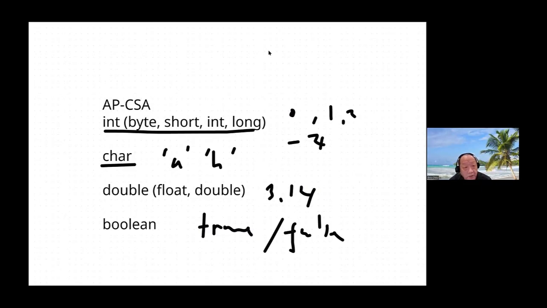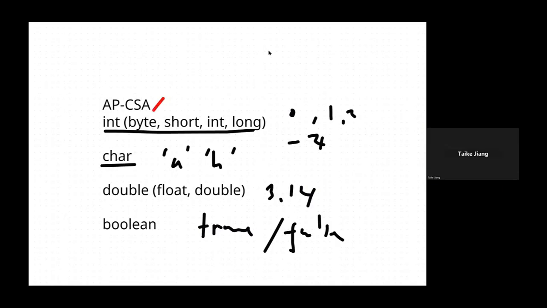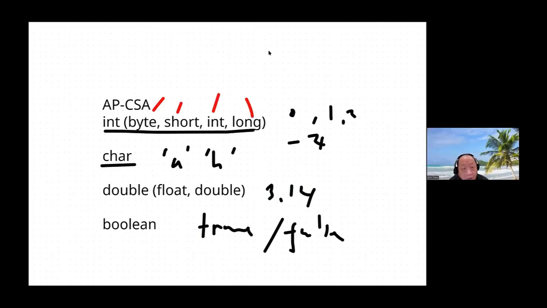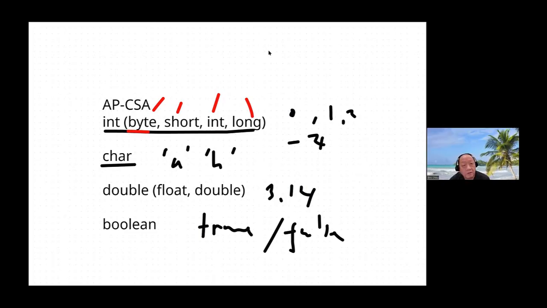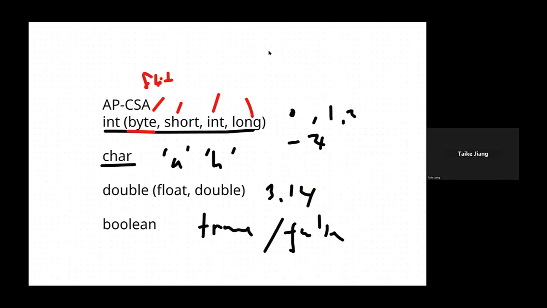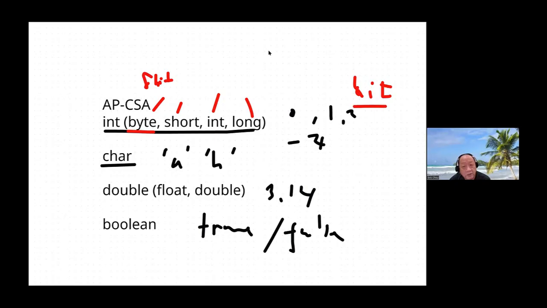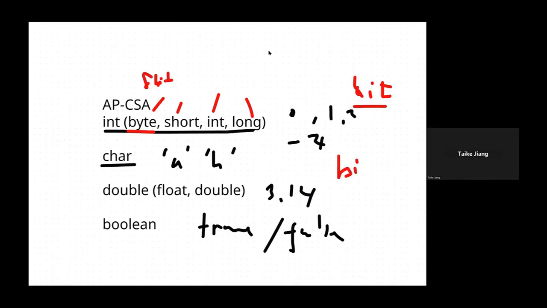Although it's not tested, do you know what's the difference between byte, short, int, and long? Isn't it like how much it can store? So how many bits can a byte store? Isn't it 8 bits or something? Yes, a bit. So what is a bit? What does that bit really mean? Memory? It's related to memory, but what does a bit really mean?